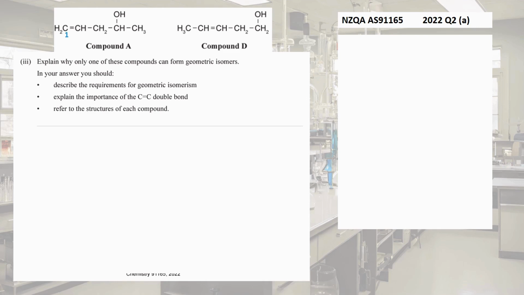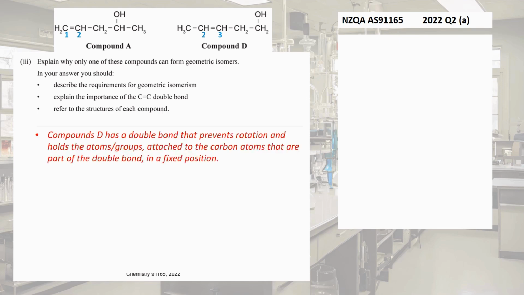So I go back up to the top for a start, and I'm going to notate. I actually only needed to notate D here, but I've been thorough. So now I'm going to write my explanation. What are the requirements? Okay, compound D has a double bond. Awesome. Prevents rotation, holds these atoms or groups attached to the carbons that are part of the double bond in a fixed position. That's why that's one of the requirements, but I've also explained the second bullet point here.